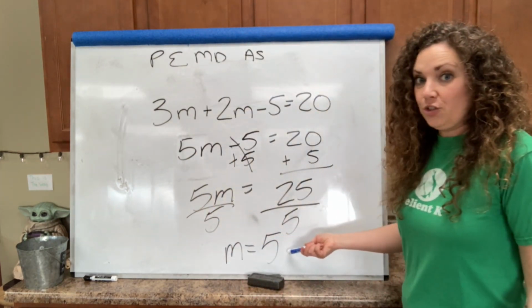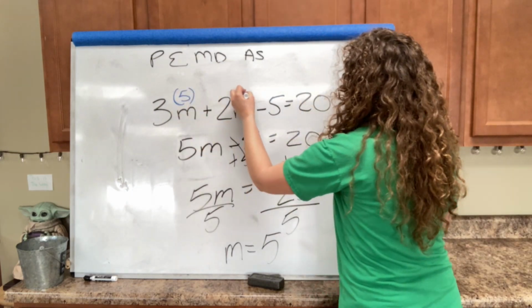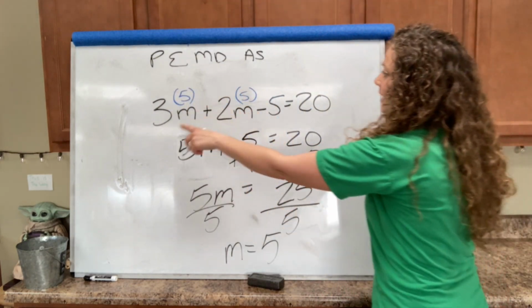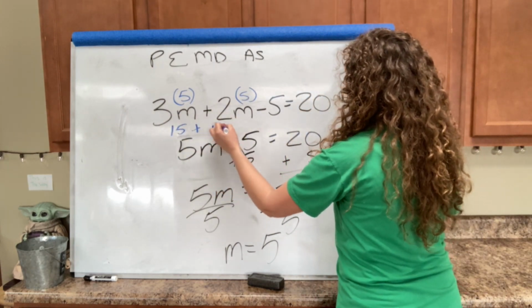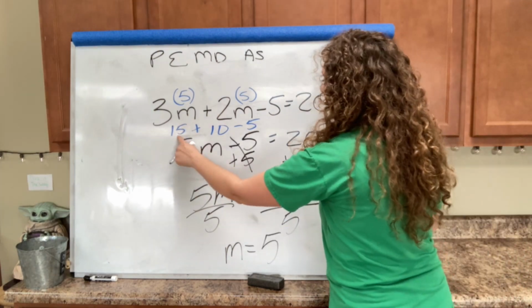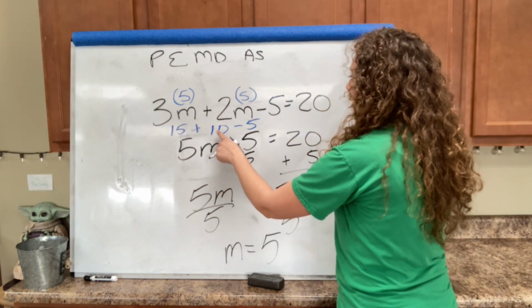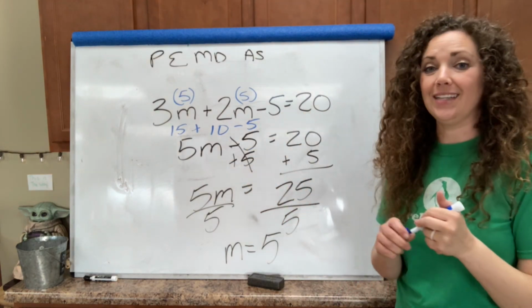So just for fun, let's try it out. Does m equal 5? Let's put a 5 here, and a 5 here. And 3 times 5 is 15, plus 2 times 5 is 10, minus 5. Let's go in the real order of operations now. We have 15 plus 10, that is 25 minus 5, that is 20. So it is still true.